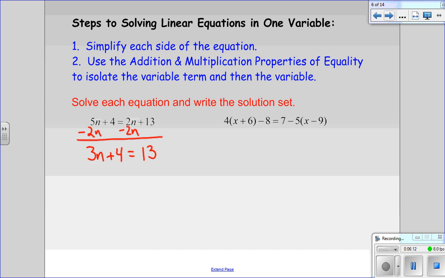Now we are in a similar process and type of equation that we saw on the last page. We'll subtract 4 to isolate our variable term, 3n equals 9, and divide by 3 using the multiplication property to get n equals 3. And so 3 is our solution.